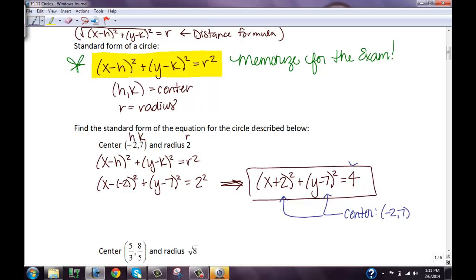Okay, and then our radius, we look at our constant term on the other side. This is actually our radius squared, so then we would have to figure out that if r squared gives you 4, then that would mean r has to be 2. Okay, let's look at another one.